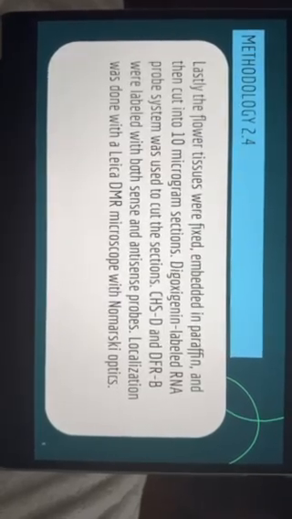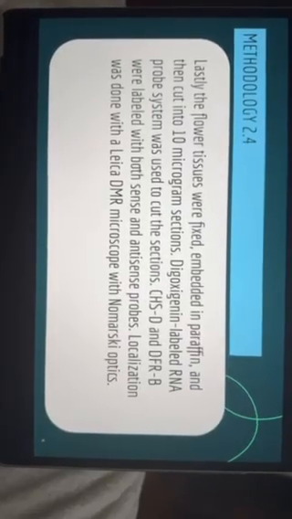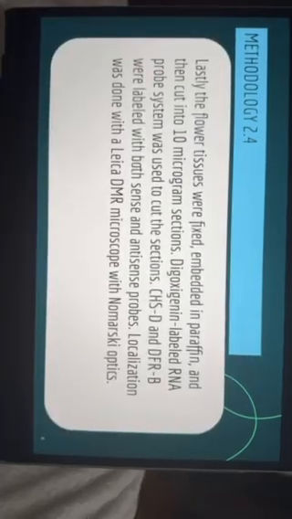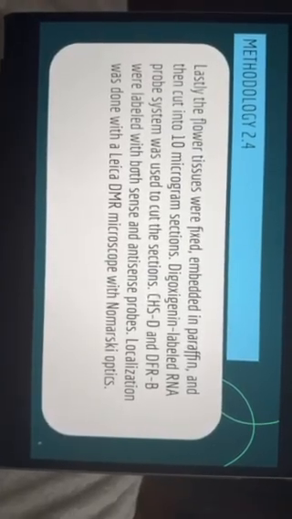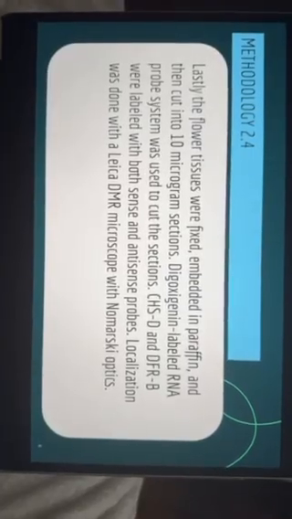Methodology 2.4. Lastly, the flower tissues were fixed, embedded in paraffin, and then cut into 10 micrometer sections. The digoxigenin-labeled RNA probe system was used on the sections. CHSD and DFRB were labeled with both sense and antisense probes. Localization was done with a Leitz DMR microscope with Nomarski optics.